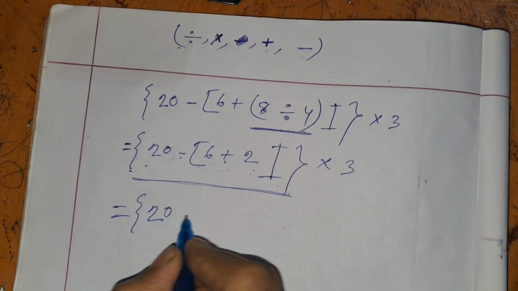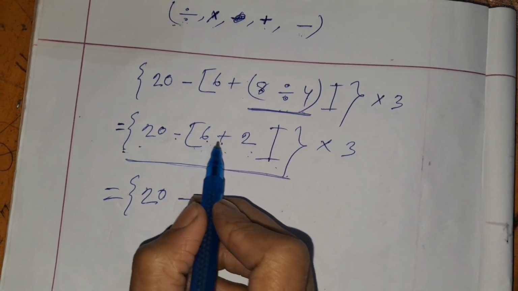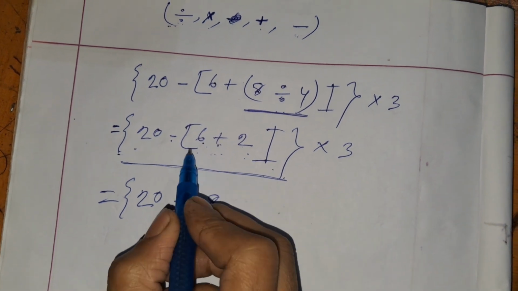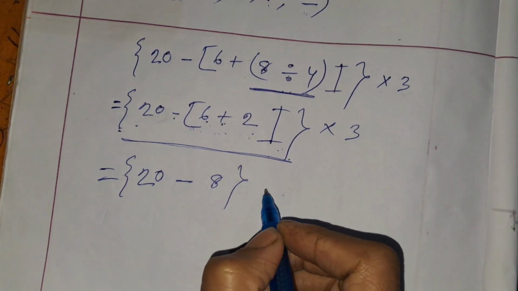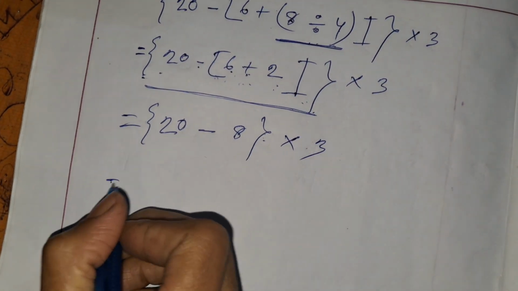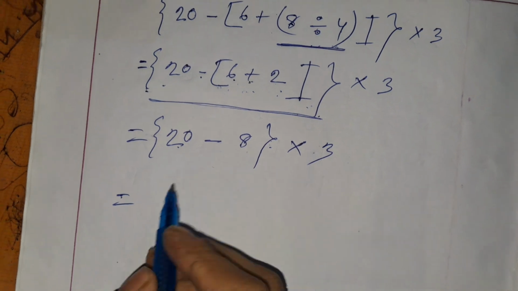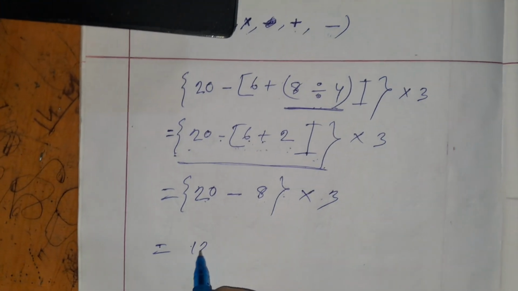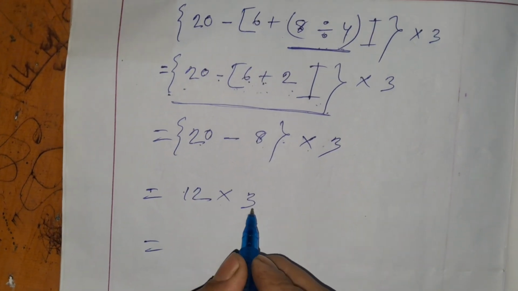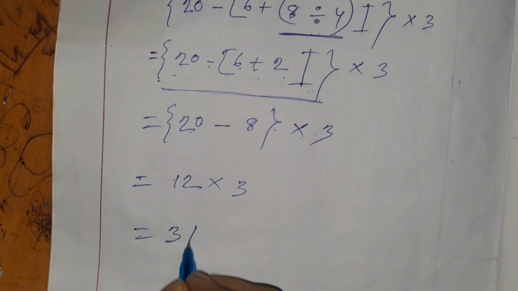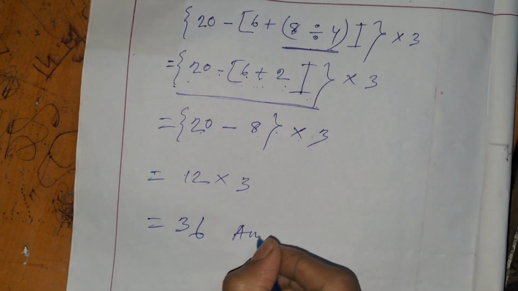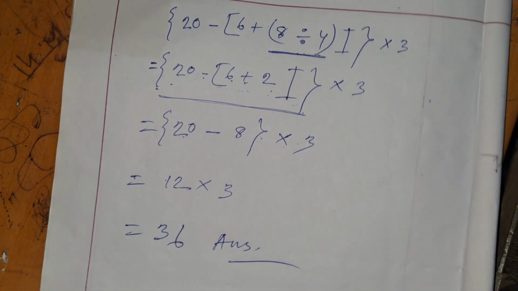So 20 minus 6 plus 2 is equal to 8. Then third parenthesis completed and second parenthesis left. Then here 20 minus 8 is equal to 12. Multiplication 3. 12 multiplication 3, that means 36. So our answer is 36. That's all.